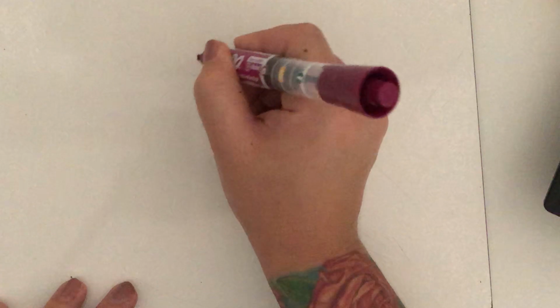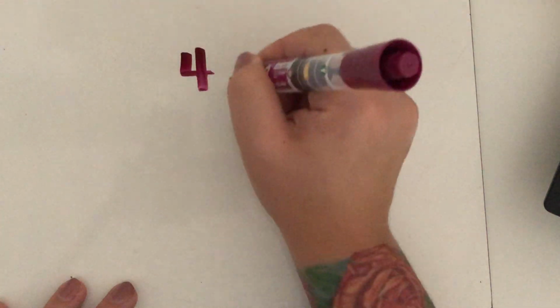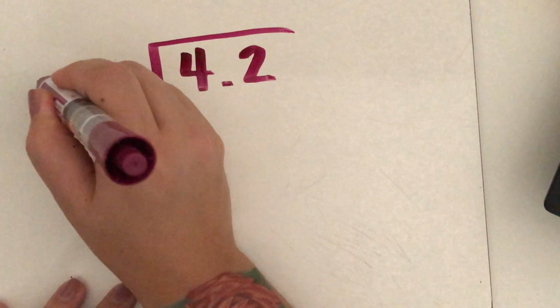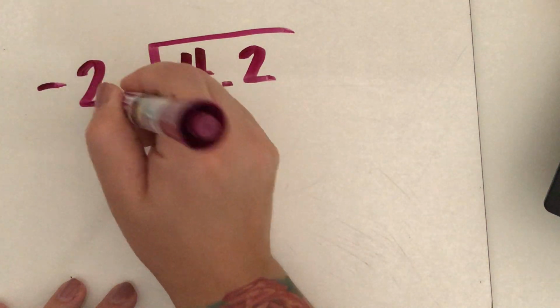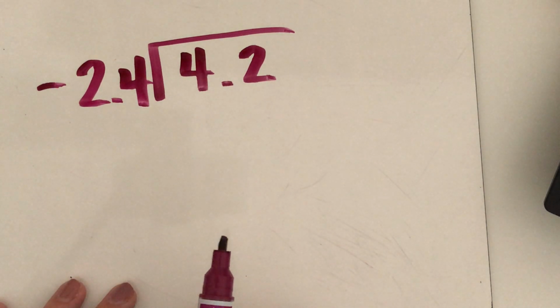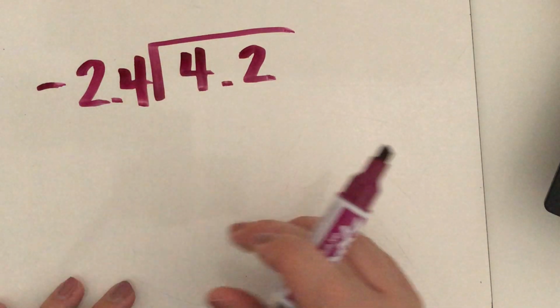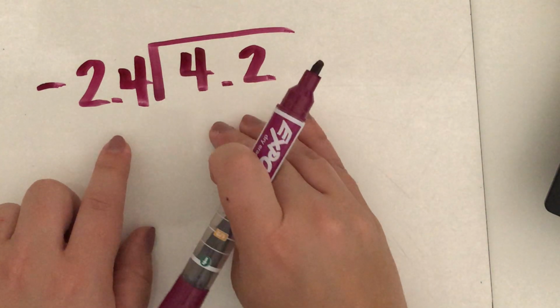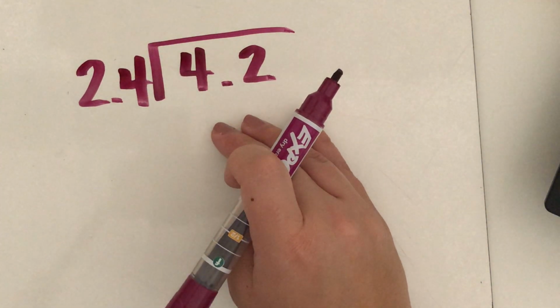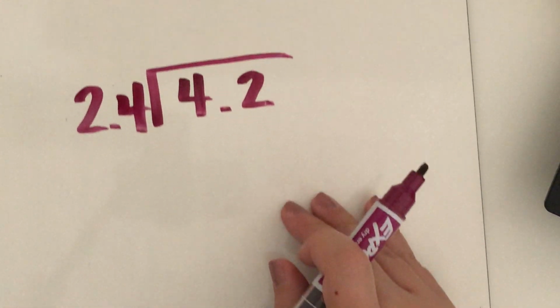Okay, because we can't forget that key thing when we're dividing decimals. Let me find an example, okay? So we are gonna do 4.2 divided by a -2.4, okay? So let's go ahead and take this negative away. I know that since I'm doing a positive divided by a negative, my answer is gonna come out to be negative in the end, so I'll bring that back when we're done.